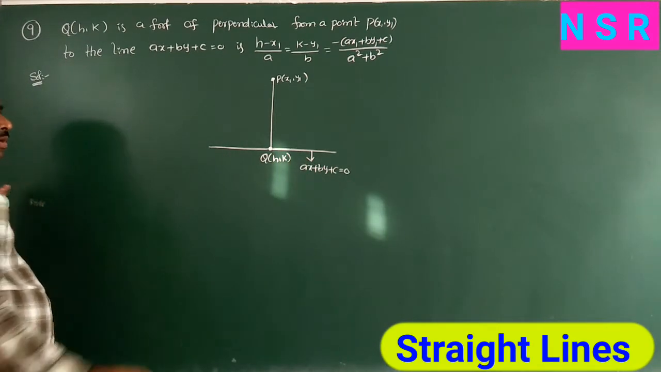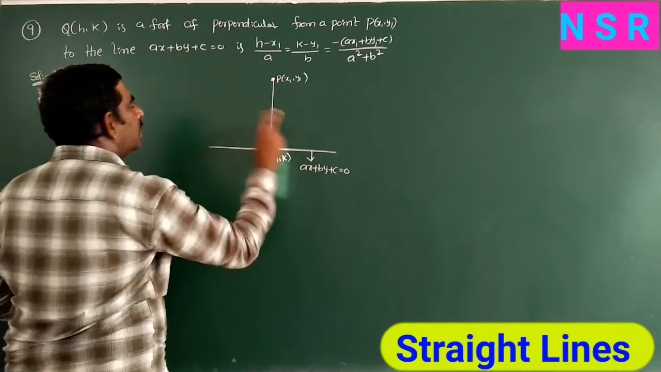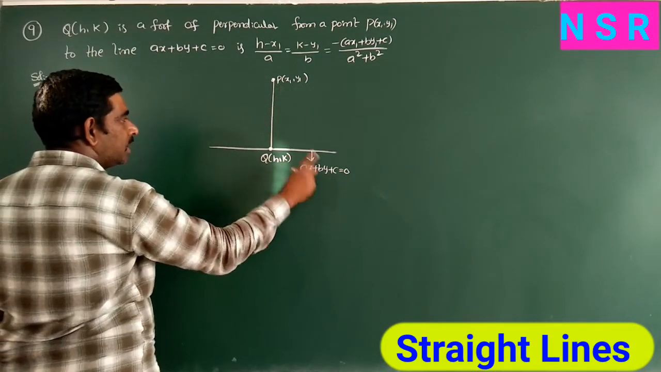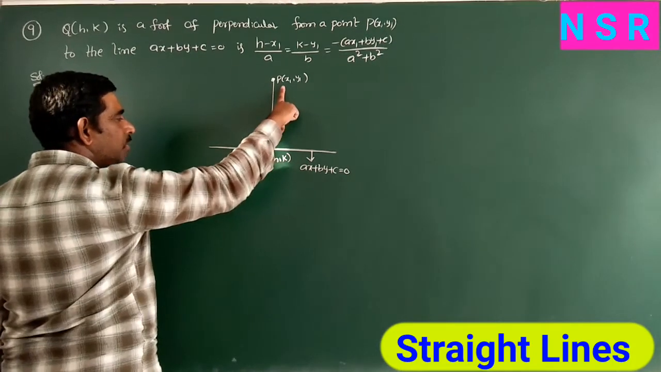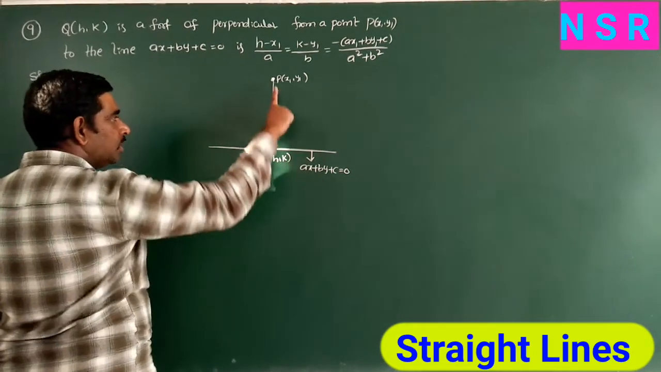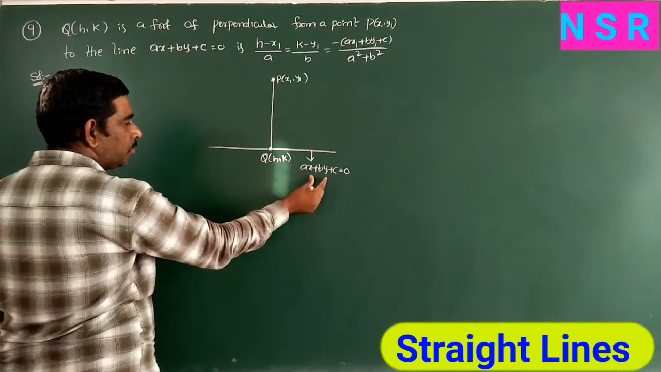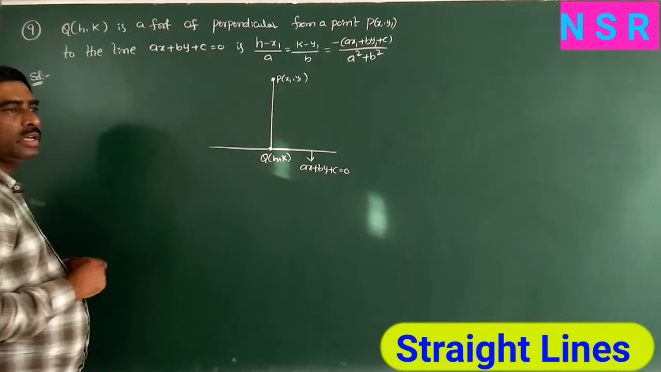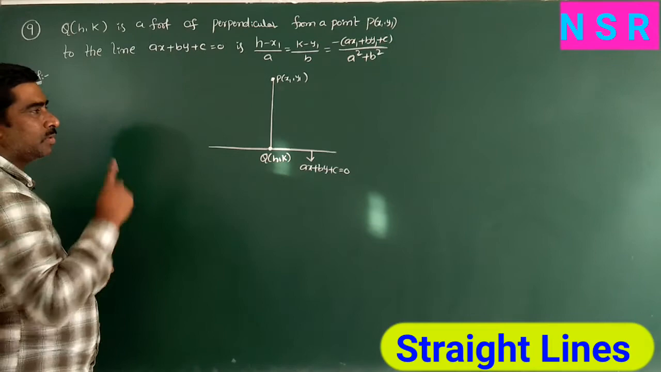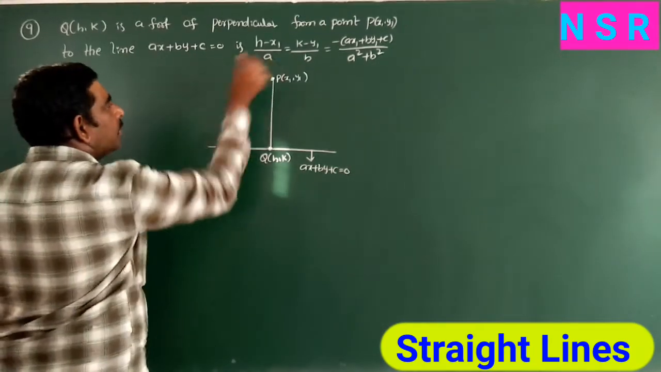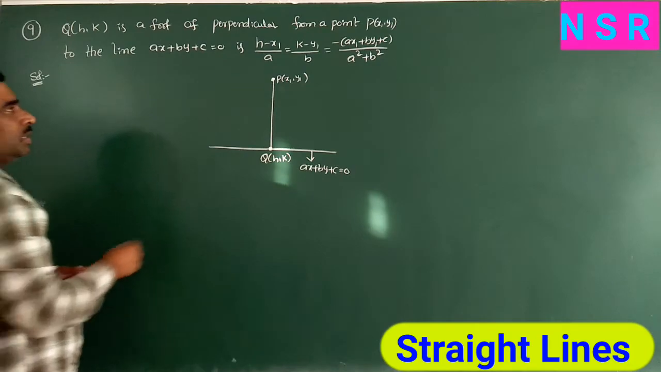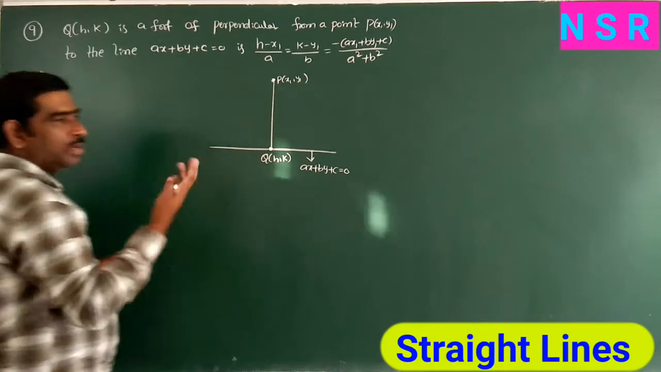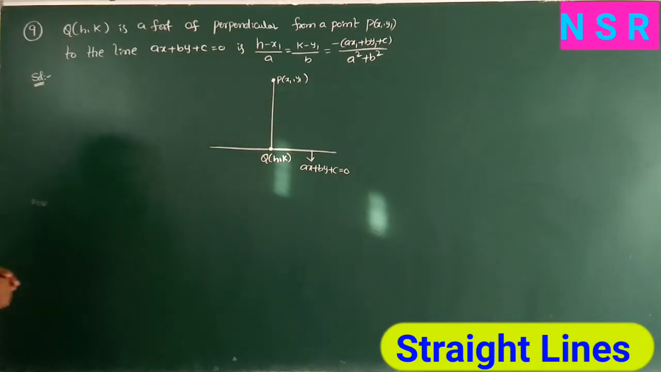Observe the diagram. The total proof is there in the diagram only. PQ is one line and ax plus by plus c is the other line. These two lines are perpendicular. First find the slope of this line, next find the slope of this line. Slope of PQ is m1 and slope of ax plus by plus c is m2. You already know the condition: if two lines are perpendicular, the product of slopes equal to minus 1, so m1 into m2 equal to minus 1. So you get half of the formula. After this, taking a constant lambda, find the lambda value, substitute it, and we get the foot of perpendicular.